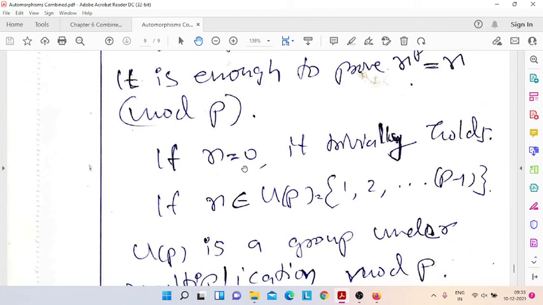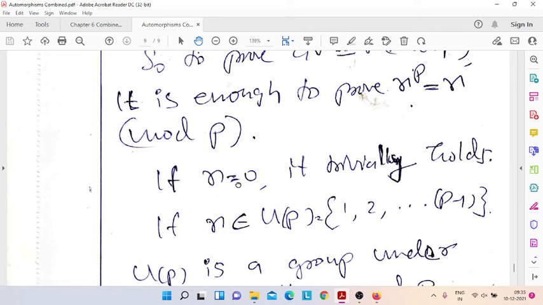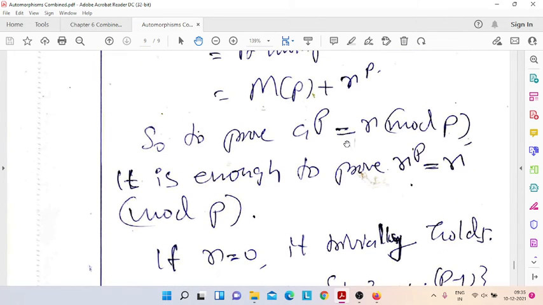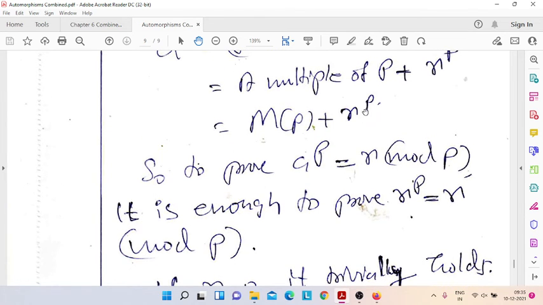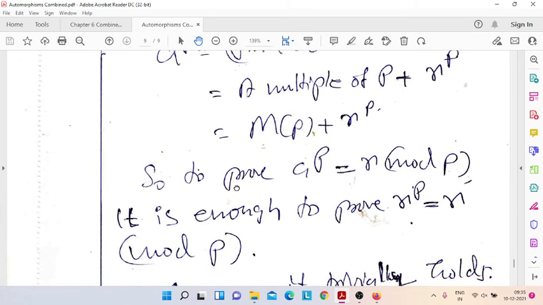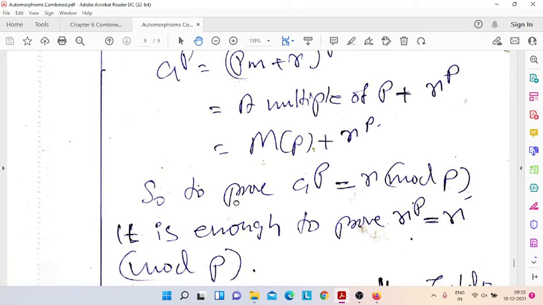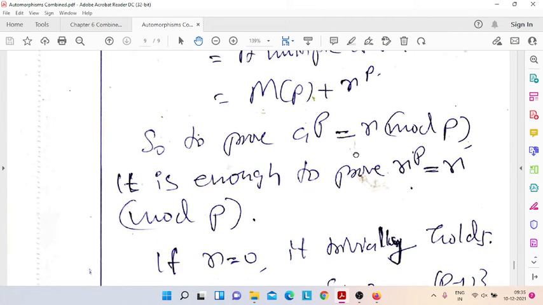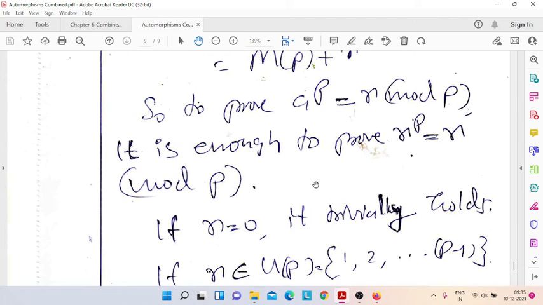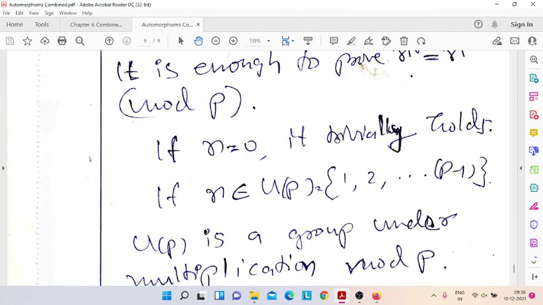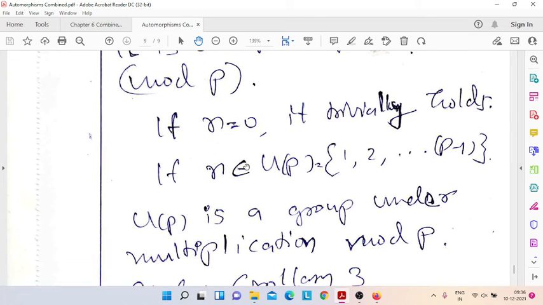We need to consider two situations. If r equals 0, it trivially holds. When r equals 0, a raised to p is then a multiple of p, and r raised to p will also be 0. Since r raised to p is 0, when divided by p the remainder will be 0, which is r. So in that case, it's a trivial situation.